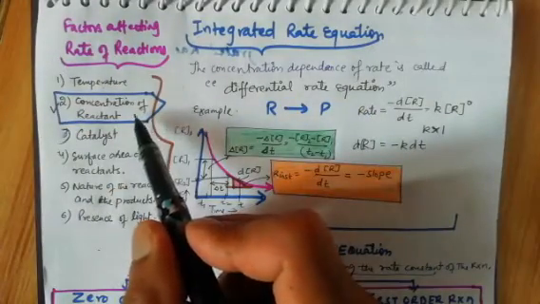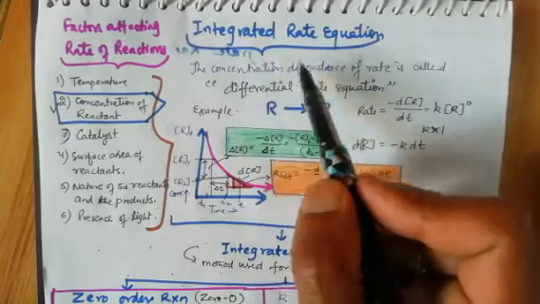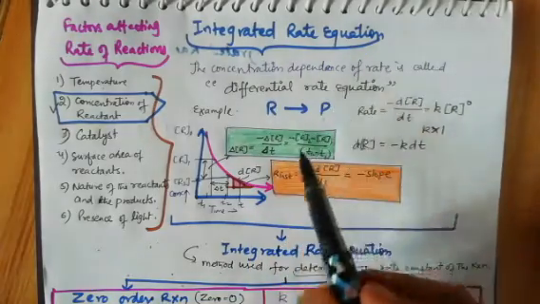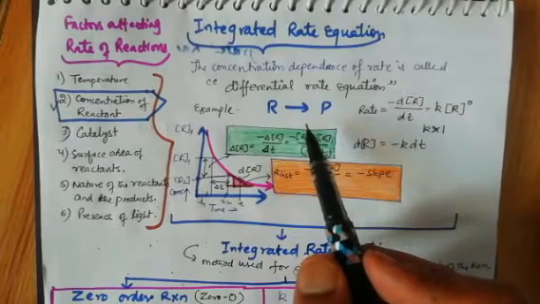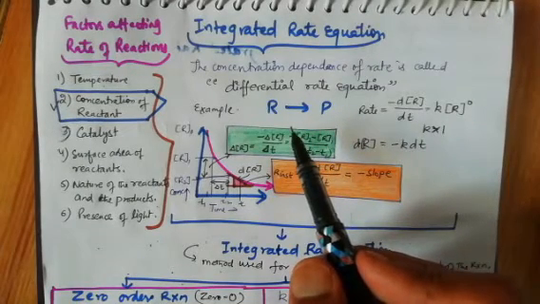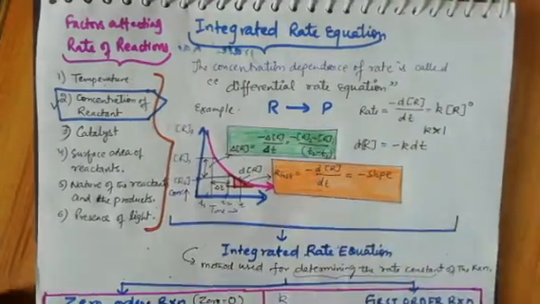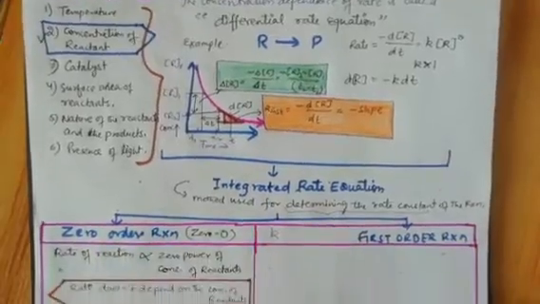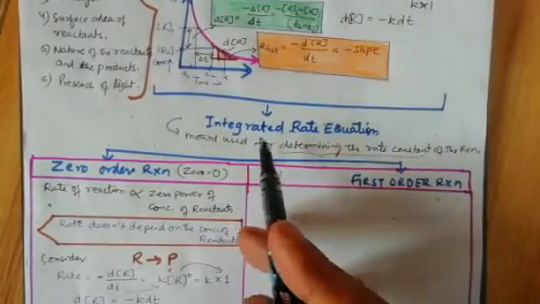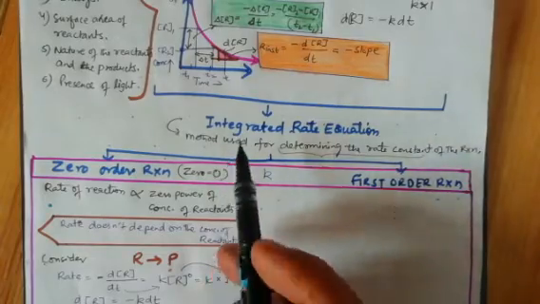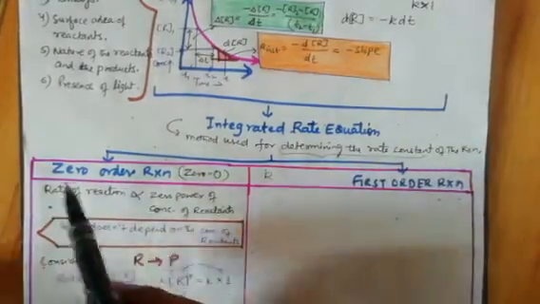On the basis of concentration of reactant, if the rate depends upon the concentration of reactant, that is called the differential rate of reaction. But with the differential rate, it is somewhere difficult to determine the rate law and order of reaction. So we use the integrated rate equation for that. The integrated rate equation can be used to determine the rate constant of a reaction, especially in this chapter, for zero order and first order.